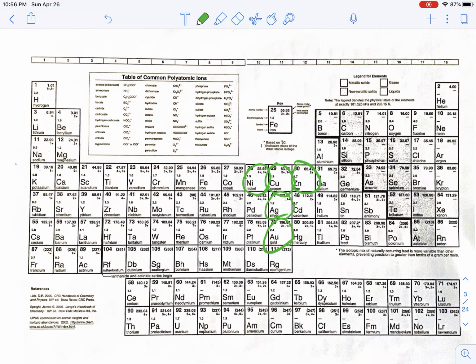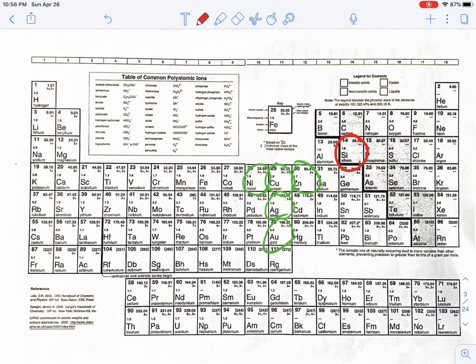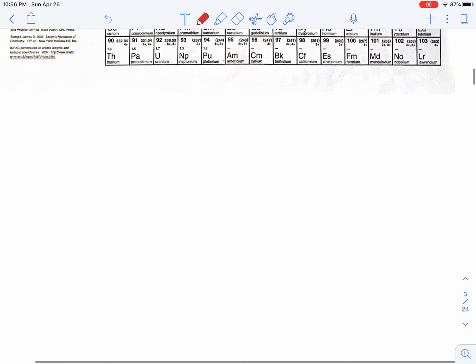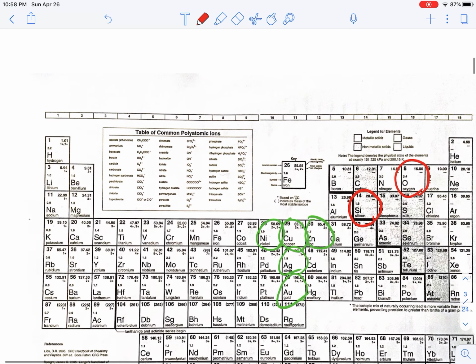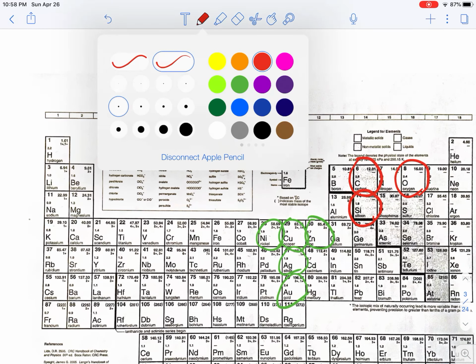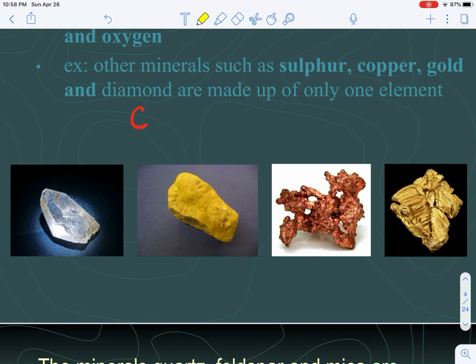So quartz, for example, is made up of silicon and oxygen, and looking at the periodic table, silicon, I'll just use a different color, is right here, and oxygen is right here. So those are the two elements that make up quartz. Sulfur, copper, gold, diamond, those are made up of only one element, and diamond, for example, is made up of carbon, which is number 6 on the periodic table.